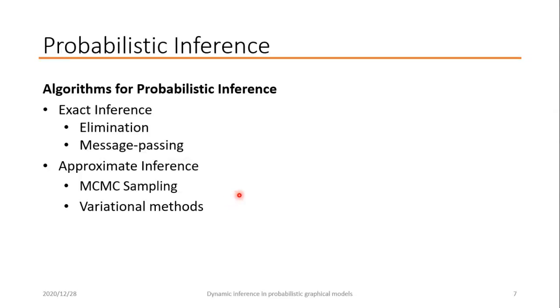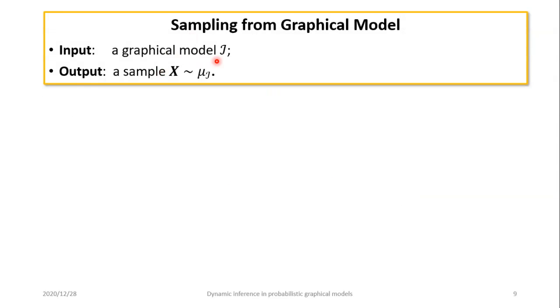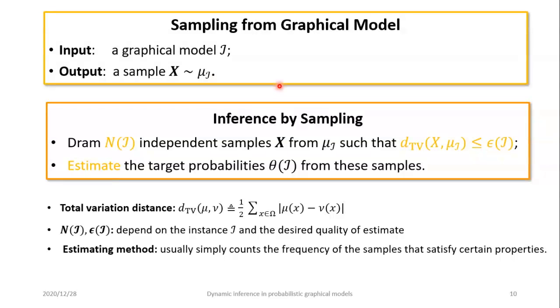There are different methods for probabilistic inference. Among all these methods, MCMC sampling is the most widely applicable. Given a graphical model I, the sampling algorithm draws random samples from its Gibbs distribution. Thus, given N_I independent samples x from mu_I such that the total variation distance between x and mu_I is bounded by epsilon_I, one can estimate the target probabilities of I from these samples. The needed number of samples N_I depends on the instance I and the desired quality of the estimate. Usually, the target probabilities are simply estimated by counting the frequency of the samples that satisfy certain properties.